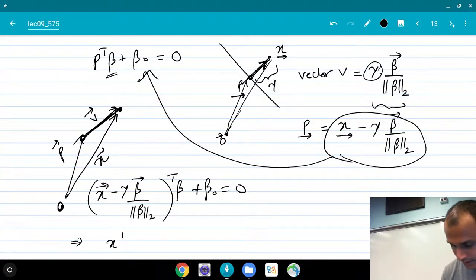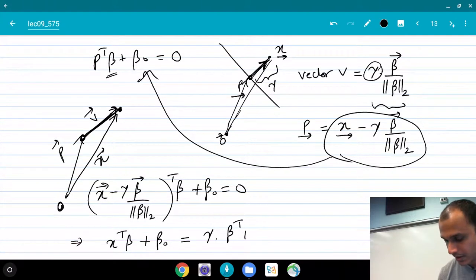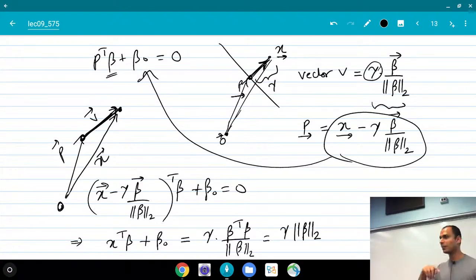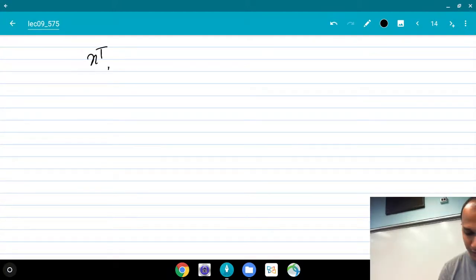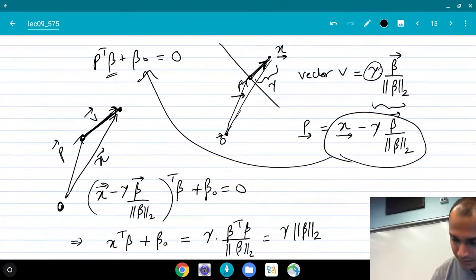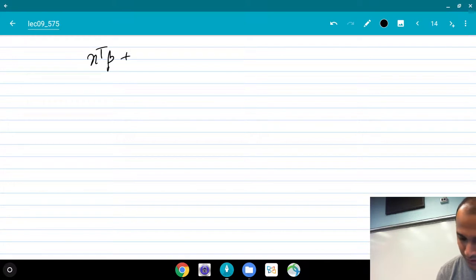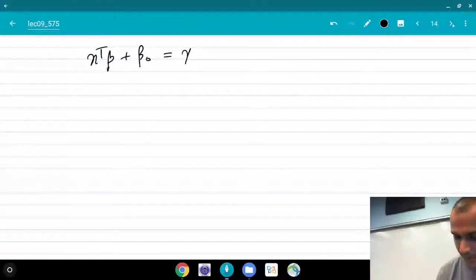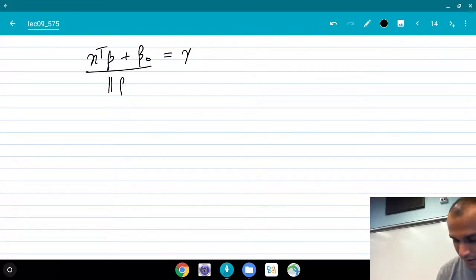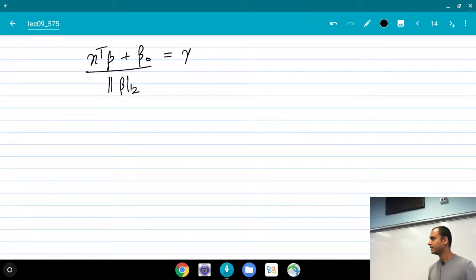Which implies x transpose beta plus beta naught is equal to gamma times beta transpose beta divided by norm of beta 2, right? This is nothing but gamma times norm of beta 2, because beta transpose beta is just norm of beta 2 squared. We saw this in the ridge regression thing. What we are trying to actually find is gamma. So we got x transpose beta plus beta naught is equal to gamma times something. That something, let me write the denominator. This is what we got, right?